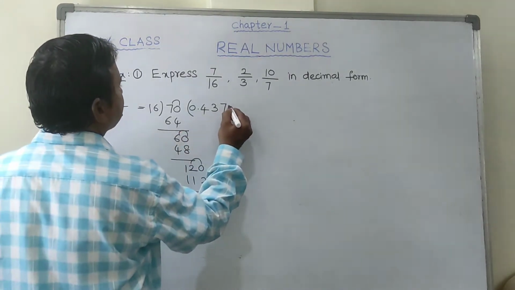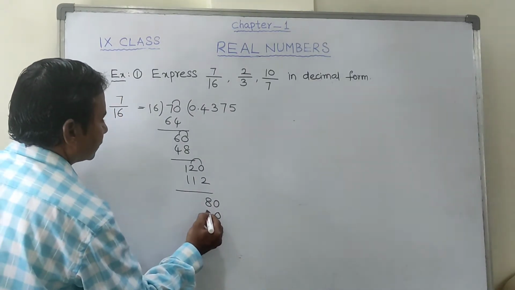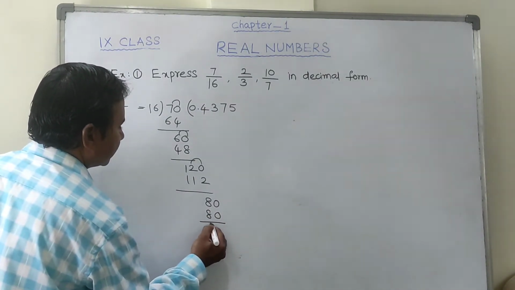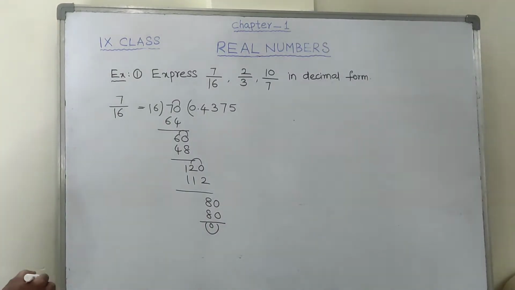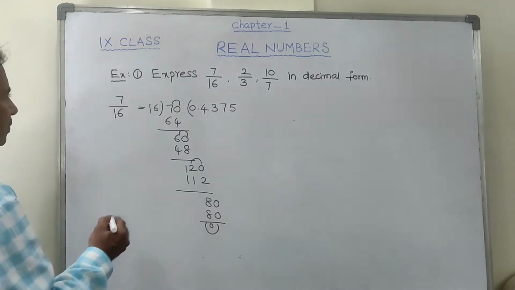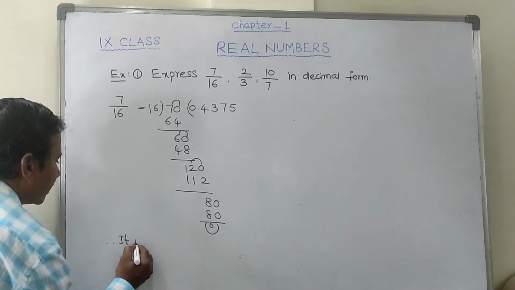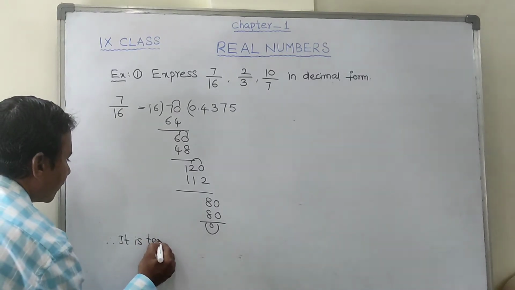Now 5 times 8. So we got 0 as the remainder. So what we have to write? It is a terminating decimal.